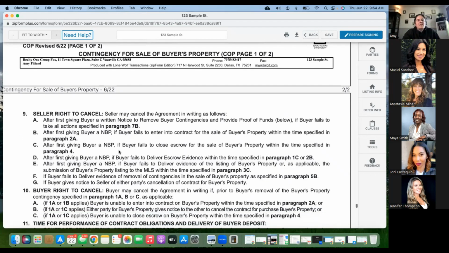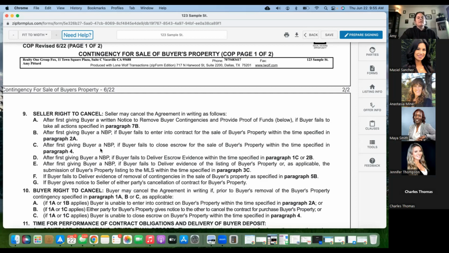Seller right to cancel. The seller may cancel this agreement in writing as follows. After first giving buyer a written notice to remove the buyer contingencies and provide proof of funds below, if buyer fails to take all actions specified in paragraph 7B. After first giving buyer a notice to buyer to perform, if buyer fails to enter into contract for the sale of buyer's property within the time specified in paragraph 2A. So keep in mind that if we've hit 17 days and we left it at the default, buyer still hasn't entered into contract, we still can't just cancel and move forward. We still have to serve that notice to perform and give them 2 days before we can cancel. Okay, so just kind of keep that in mind.